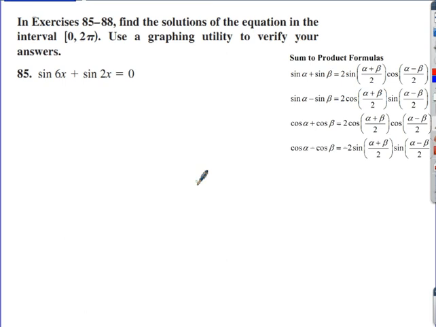This is lesson 5.5, doing problem 85. Here we're just basically trying to find the solution of the equation. It doesn't really give us much help or many guidelines, but it says we need to find all the solutions in this interval. Okay, no problem.